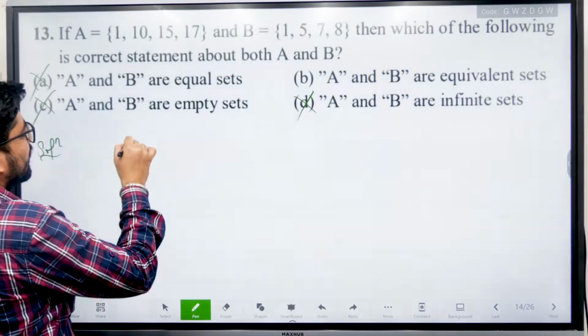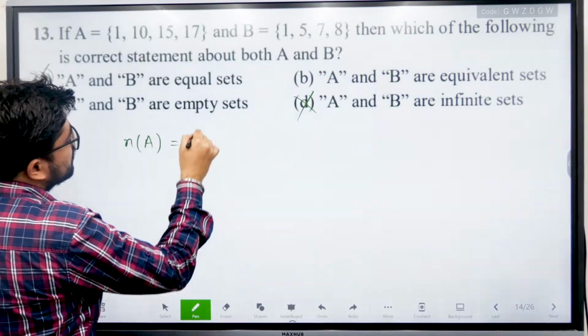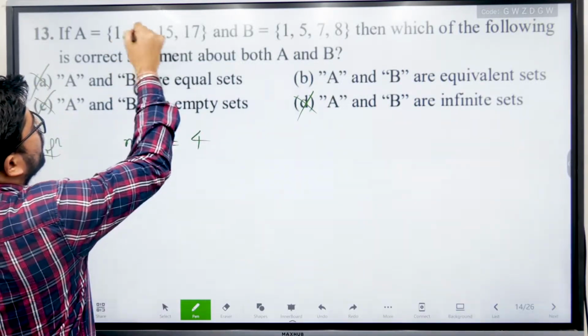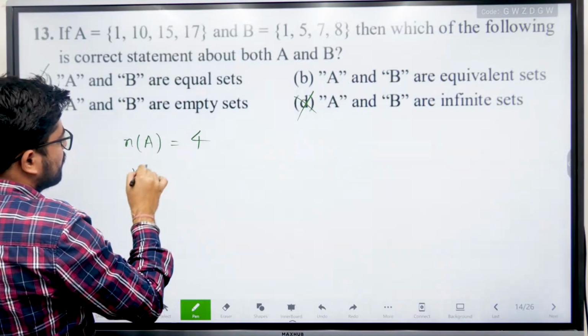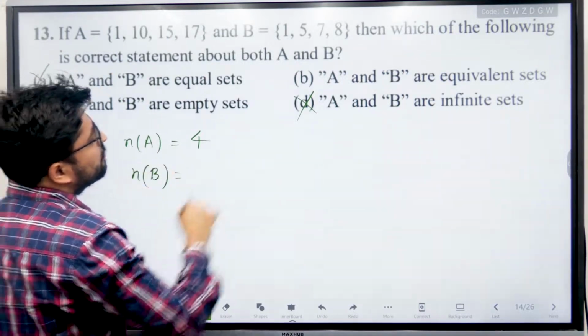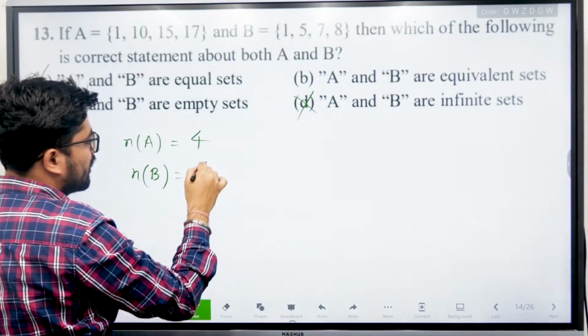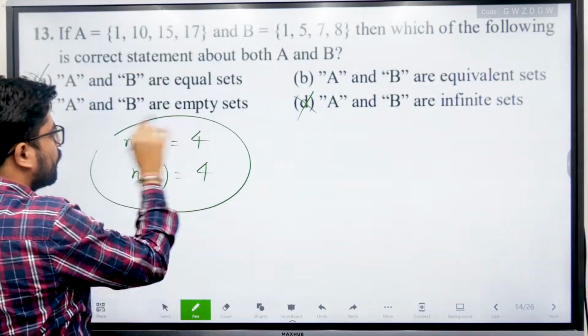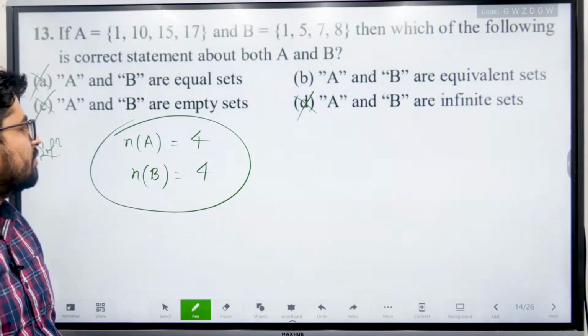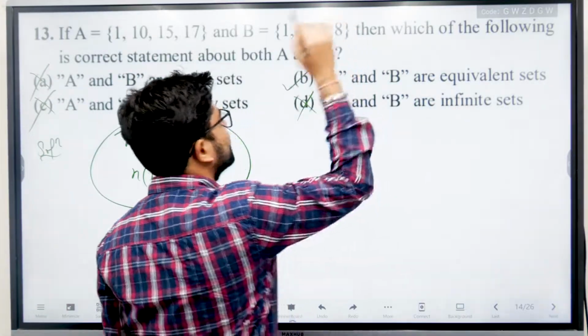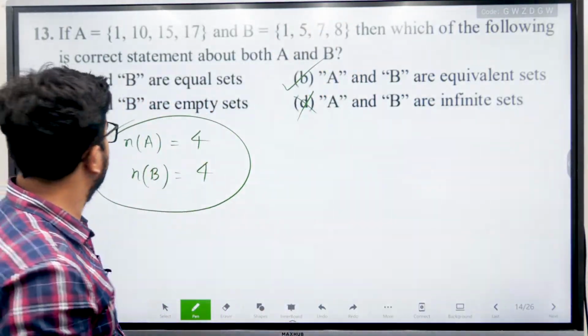So if you observe the cardinality of your set A, this is what? This is 4. Yes, 1, 2, 3 and 4, you have 4 elements. Similarly, if you observe the cardinality of your set B, that contains 1, 2, 3 and 4 elements. Both the sets have the same number of elements, so you can say A and B are what? They are equivalent sets. So B is the correct one. Okay.